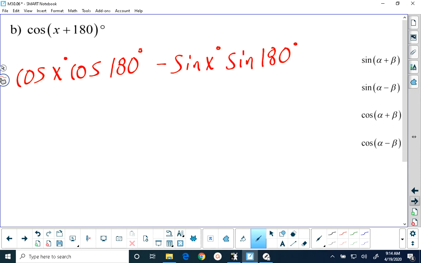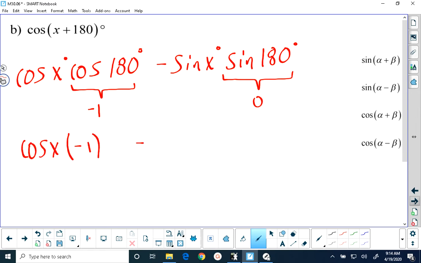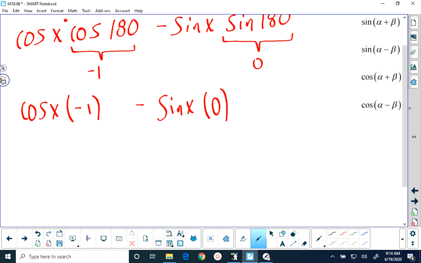And now we're going to do the same thing we did in the previous question. Cosine of 180 degrees is -1. Sine of 180 degrees is 0. So we end up with cosine of x times -1 minus sine of x multiplied by 0. Sine of x multiplied by 0 is simply 0. So we're left with cosine of x times -1, which is negative cosine of x. This is our answer.